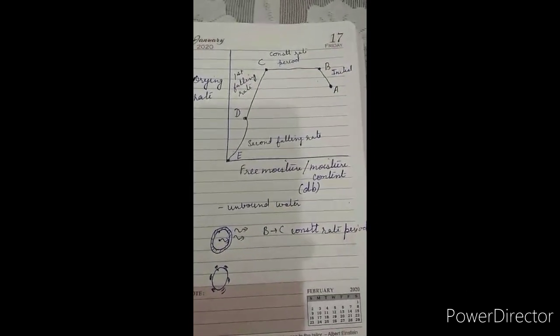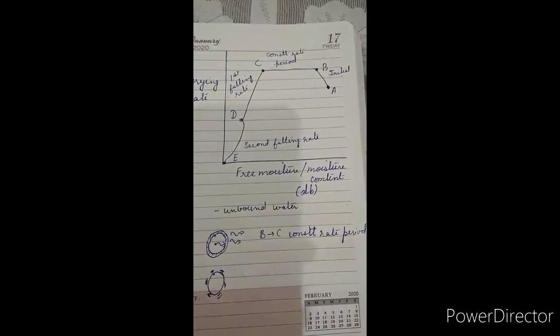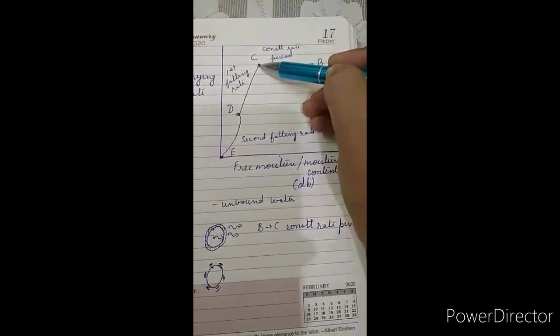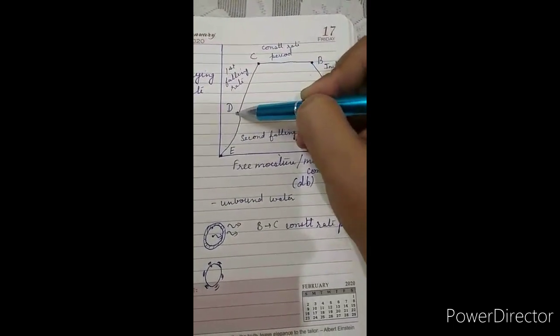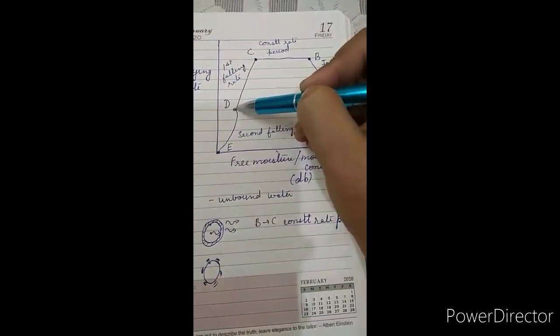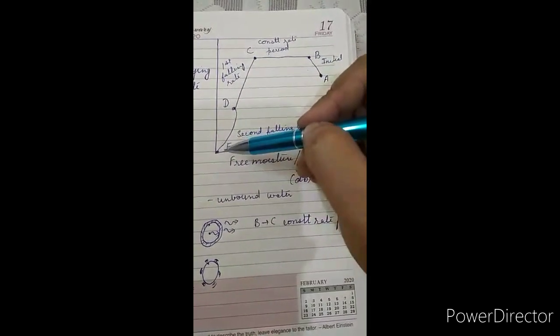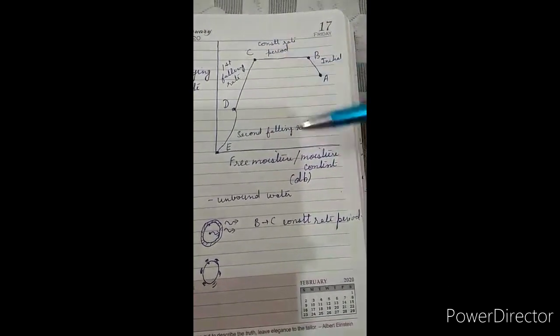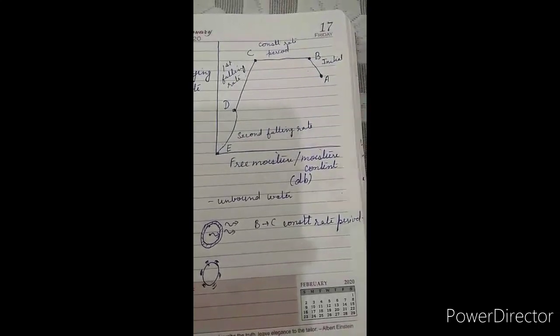The falling rate period can be divided into two. The first falling rate period, which is from C to D, and from the point D to E is the second falling rate period. First falling rate period and the second falling rate period.